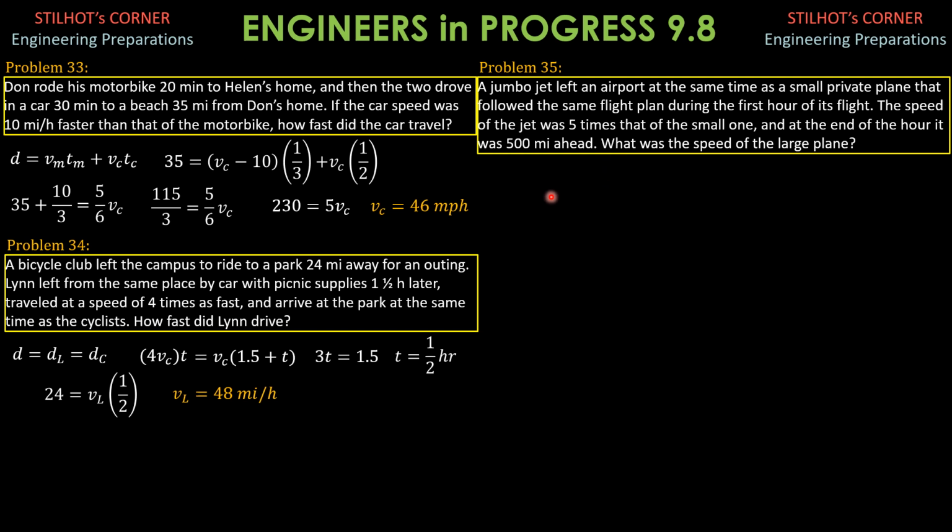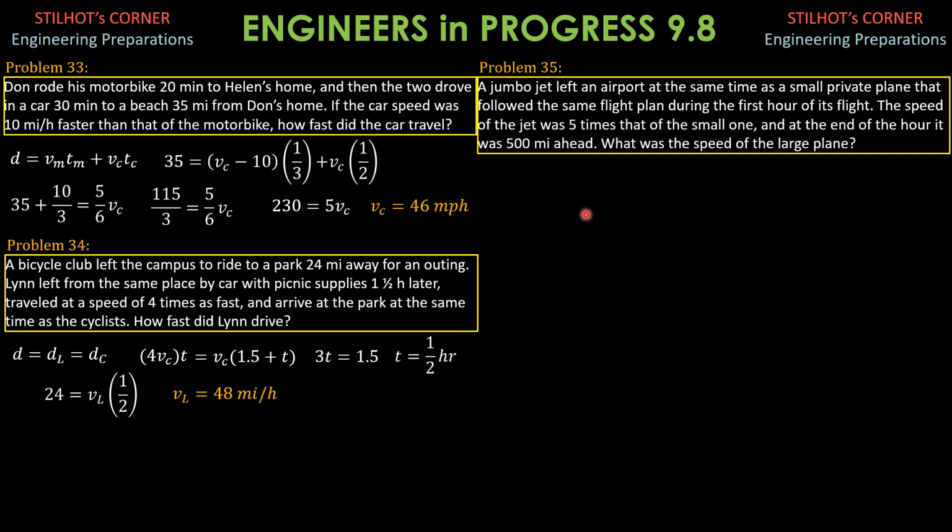So we'll call it V sub j. Now, take note that they start at the same time. So the jumbo jet is flying faster because the rate is 5 times that of the small one. So if this is the starting point, the jet will be here at the end of 1 hour, while the small private plane would be left here.